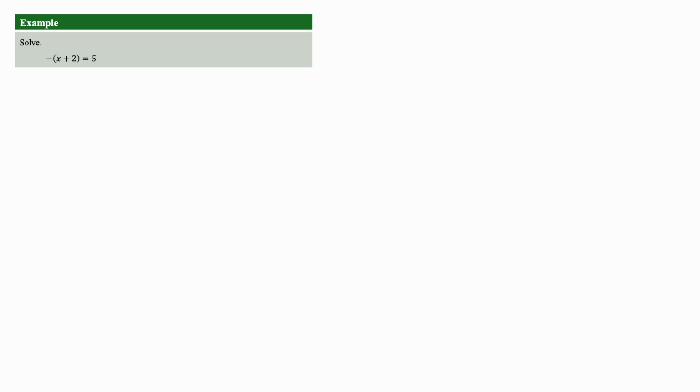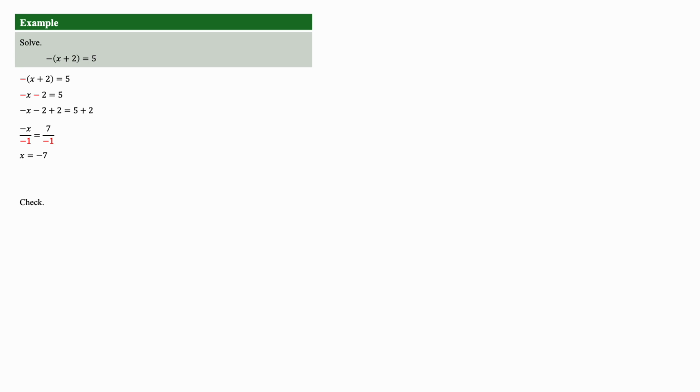We have a negative on the outside of the parentheses, and inside the parentheses x plus 2, and that is all equal to 5. So let's first distribute the negative to the x and the 2. Then we get negative x minus 2 equals 5. Now let's add 2 on both sides of the equation to get x isolated. So then we get negative x is equal to 7. And then to get x by itself as a positive variable, let's divide both sides by negative 1. And then we get our final answer: x equals negative 7.